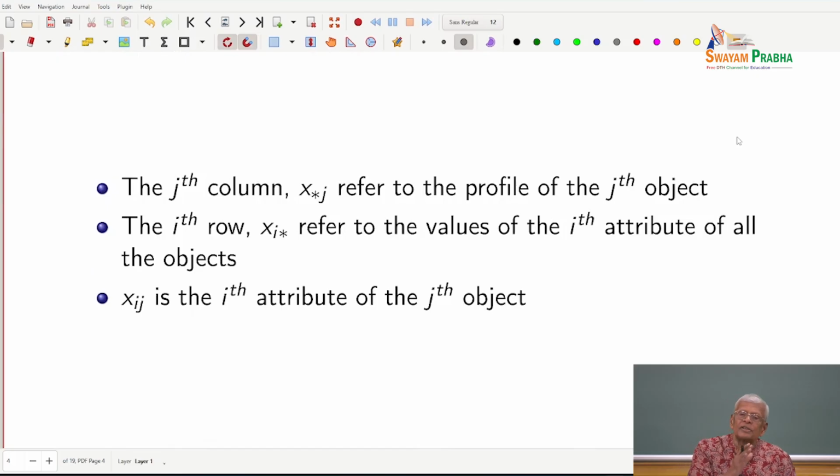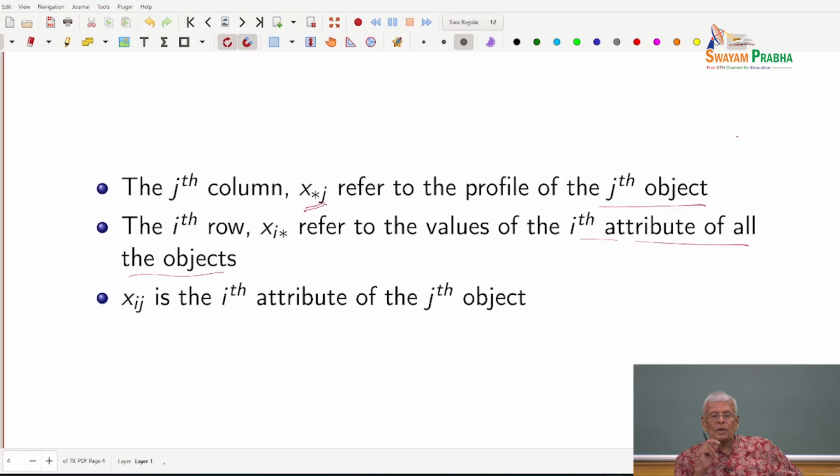We can think of this as realizations of a random vector x belonging to R^m. The jth column is represented by x star j. The star refers to elements along the rows, all the rows of the jth column. That tells you the profile of the jth object. The ith row refers to the values of the ith attribute across all objects.